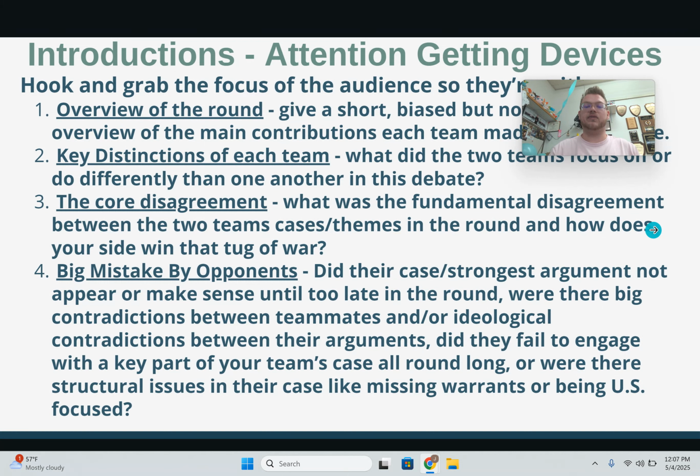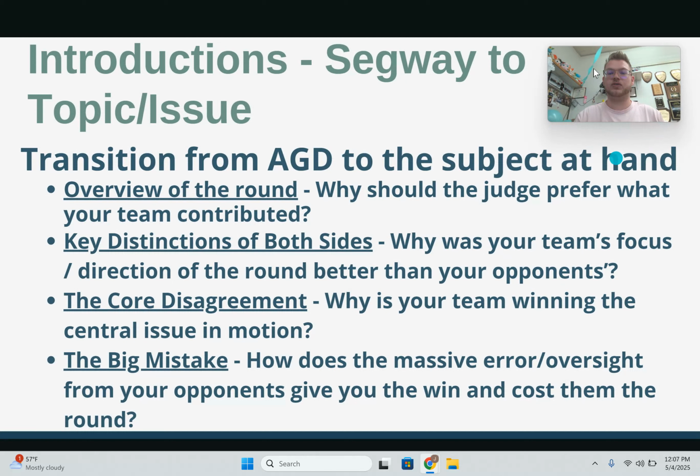Pointing out and using any of these things as a way to start your reply is a surefire strategy for a successful speech. How do we go from that to the rest of the speech? Well, we segue to the overall subject at hand. If you gave an overview of the round, then explain why the judge prefers what your team contributed versus theirs. If you tried to distinguish both sides, explain why your team's focus, direction, or interpretation of the motion was better than your opponent's. If there was one big disagreement, explain why your team is winning that central disagreement. And if they made a big mistake, explain how that big mistake cost them the win and gives you the round.